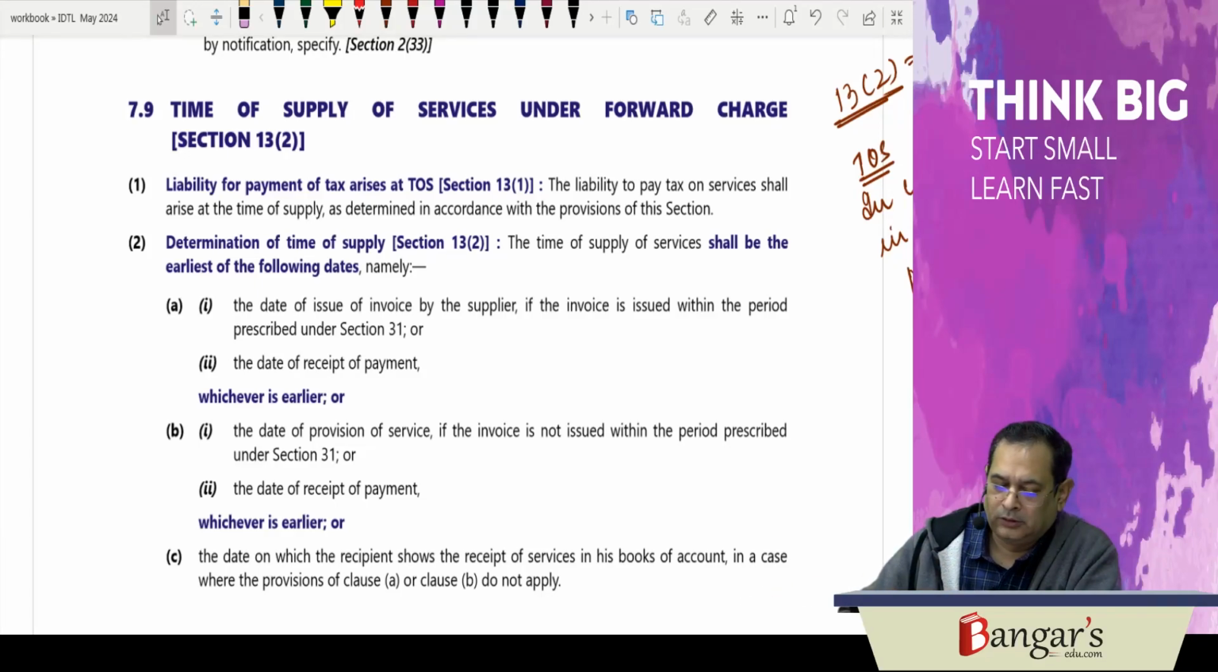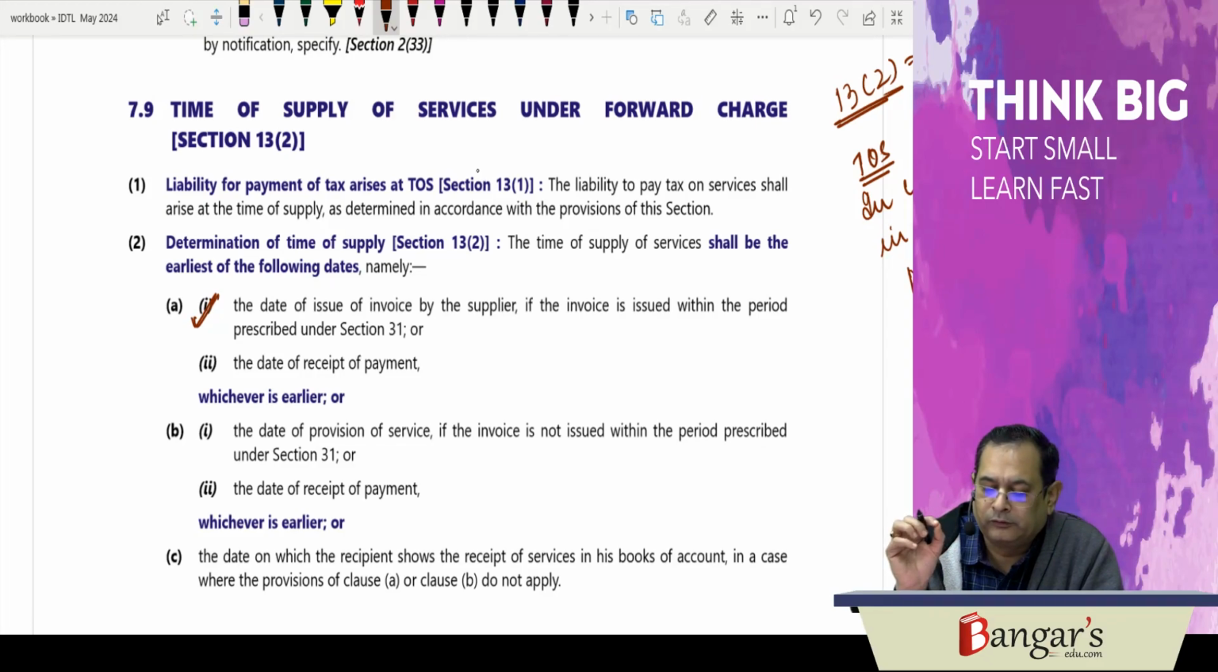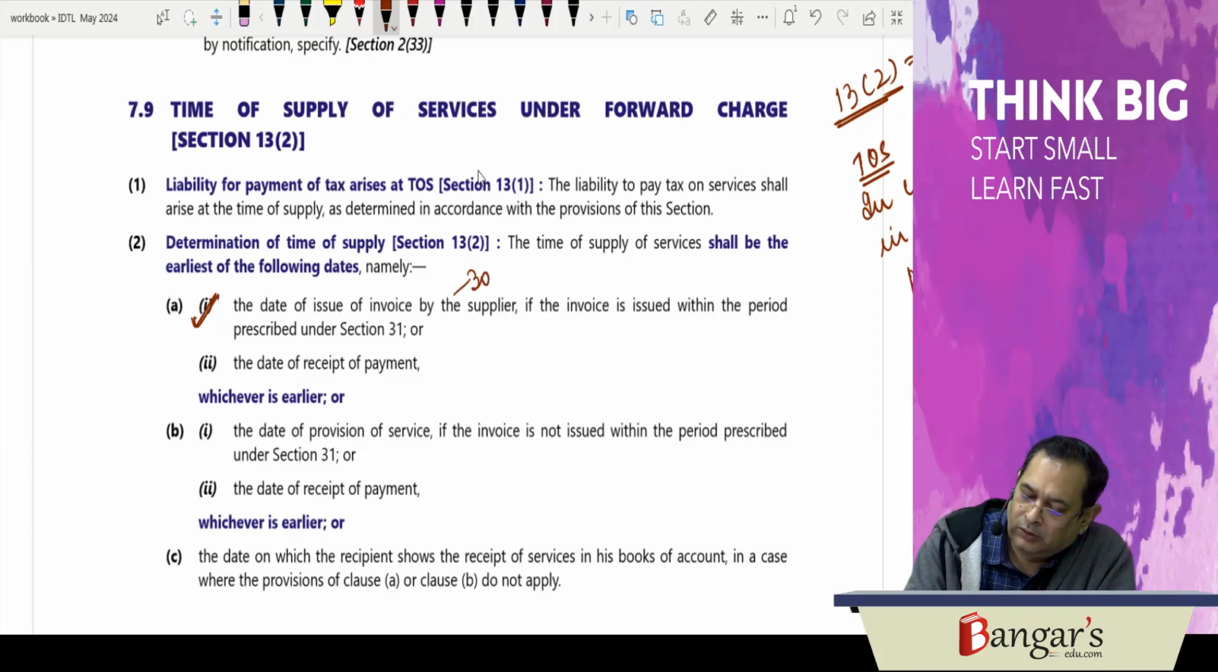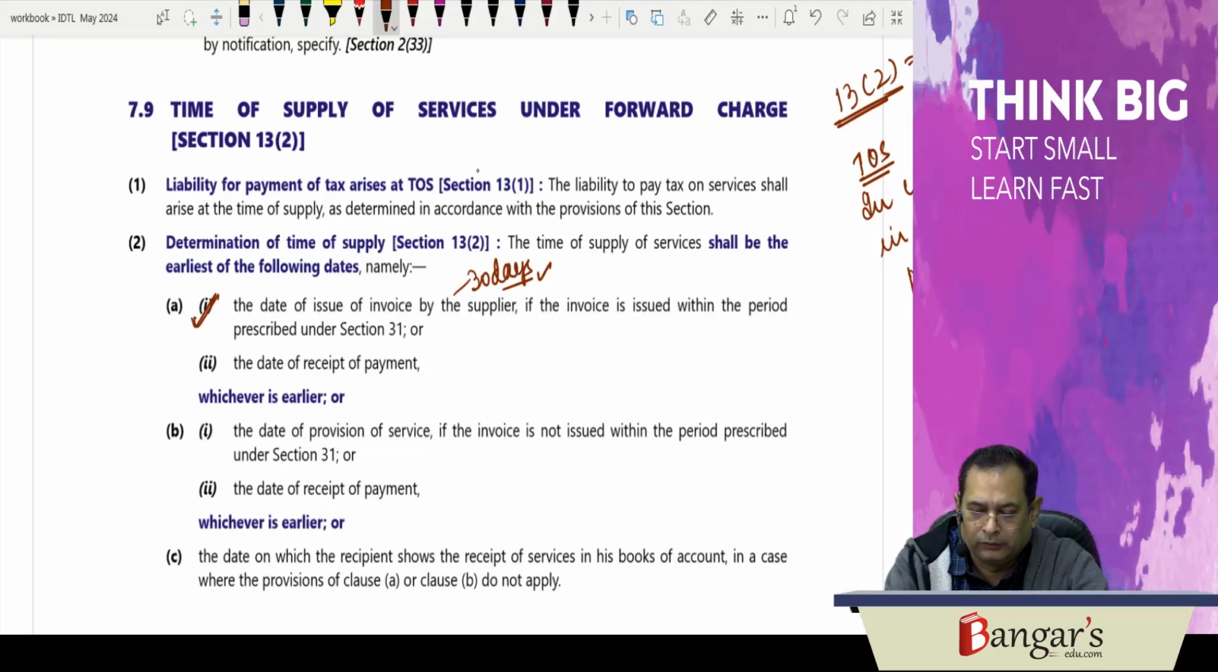Number 1, the date of issue of invoice by the supplier, if invoice is issued within the period prescribed under section 31. That is within 30 days of completion of supply. If invoice is issued within 30 days of completion of supply, or the date of receipt of payment, whichever is earlier.